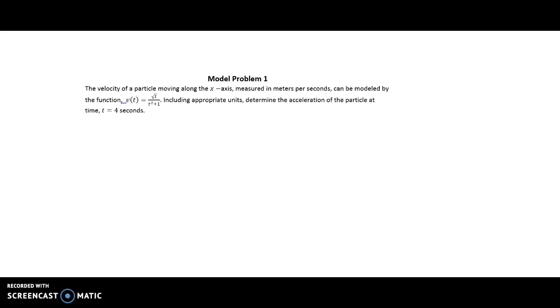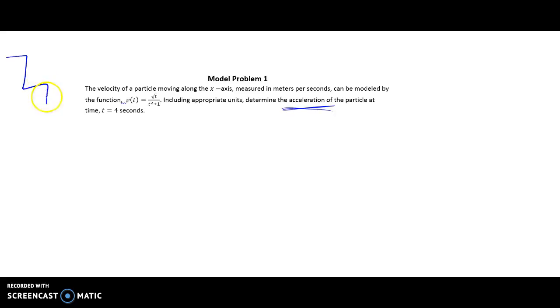I've given you access to a calculator. So you've been able to take care of your computations using that technology. Now that we have these new rules, we can actually do this by hand. So the question is posing for us here a velocity function measured in meters per second, and we're asked to determine the acceleration of the particle at 4 seconds.